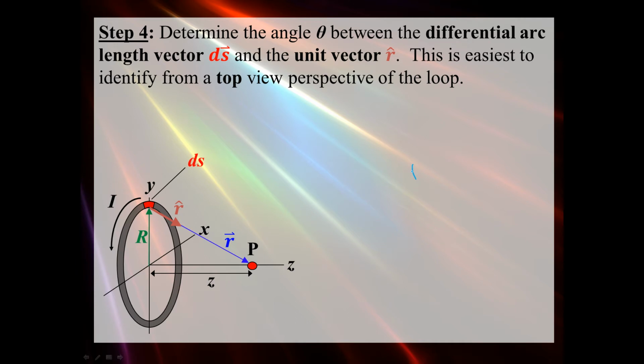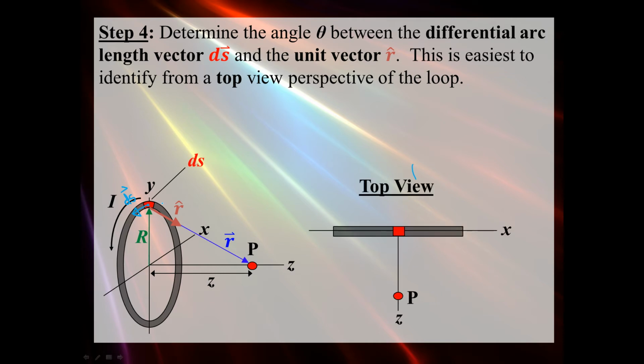let's just locate it. It points something like this right here. Okay, so this would be ds. Perpendicular to the circle and points in the direction of the current.